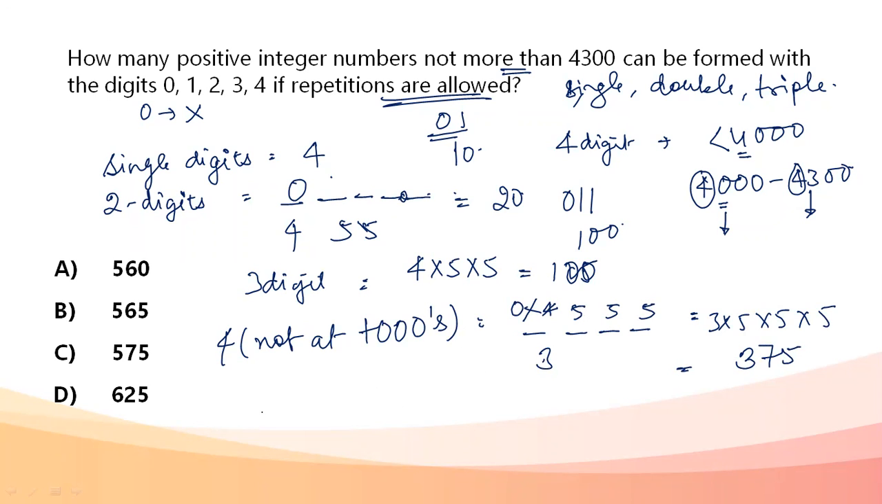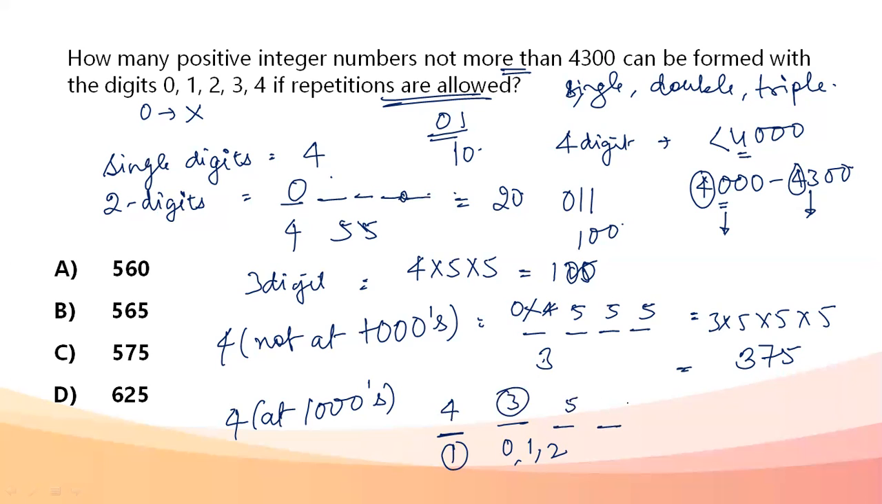Now if I talk about when 4 is at the thousands place, this place becomes fixed, one way. Now the numbers have to be less than 4300, so only 0, 1 and 2 can come at the hundreds place. Ways become 3, and the last two places have 5 and 5 ways. Total ways become 3 into 5 into 5, that is 75 ways. Also, not more than 4300 is asked, so 4300 itself also becomes one way.